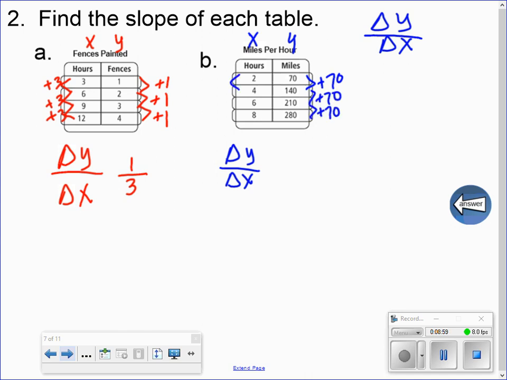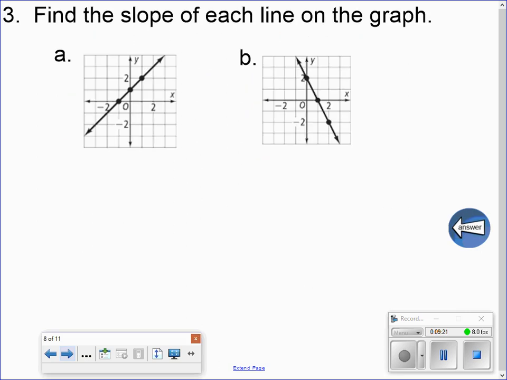Our change in x is increasing by 2 each time. So change in y, which is 70, over change in x, which is 2. 70 over 2 can be simplified so that it becomes 35. So slope here is 1/3. Slope for B is 35. B has a greater slope because it has a greater absolute value.